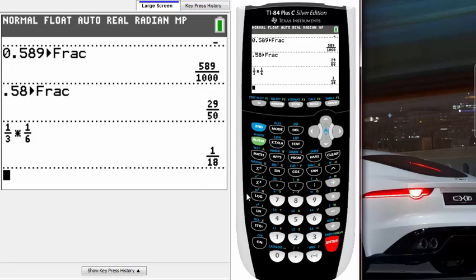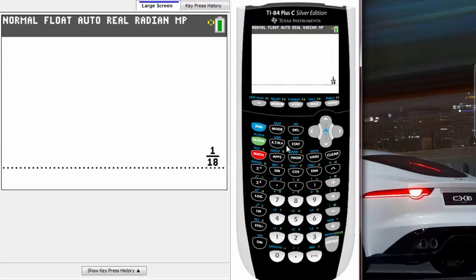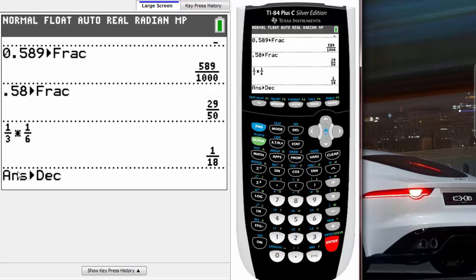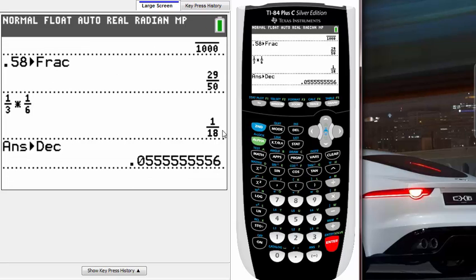But I didn't want 1 over 18. I wanted a decimal answer. How can I change that? Same stuff. We go to the Math tab, go down with the arrow key, choose the second one and hit enter. Once you do that, guess what? It took that answer again, 1 over 18, because that was my most recent one, and it's going to convert it into a decimal. If I hit enter now, it's going to change that 1 over 18 into a huge decimal.